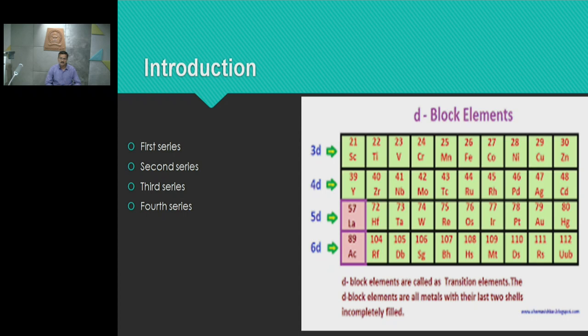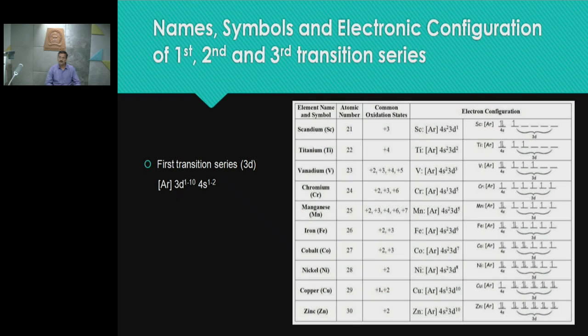The d-block elements are called transition elements, and their outermost valence electrons are present in the d orbital as well as the s orbital. In the 3d series, the atomic number is from 21 to 30, and for 4d, 39 to 48. For 5d and 6d, there is the lanthanide series starting at 57 and the actinide series starting at 89, but after 57, 72 to 80 for 5d, and for 6d 104 to 112. These are the four series consisting of d-block elements.